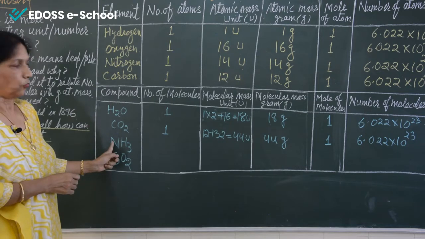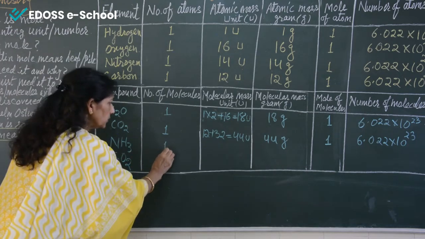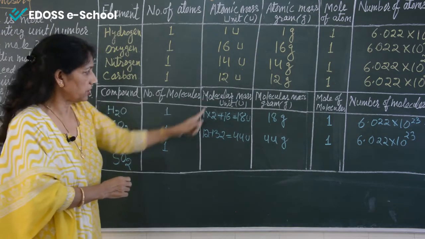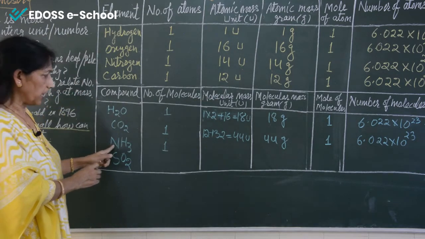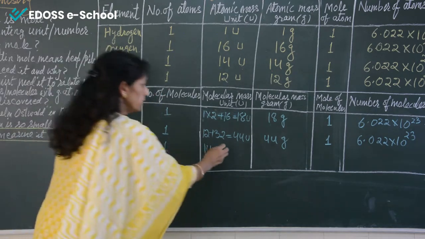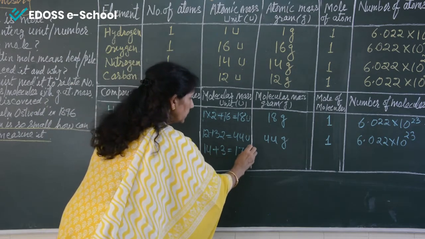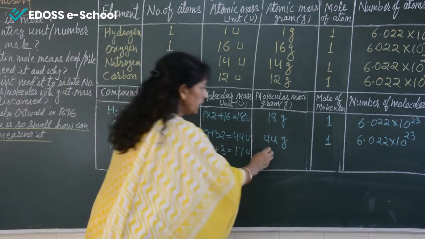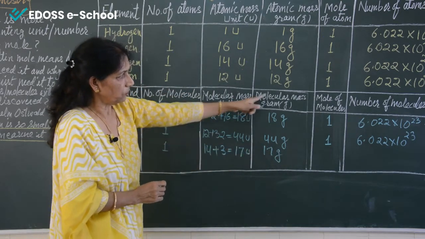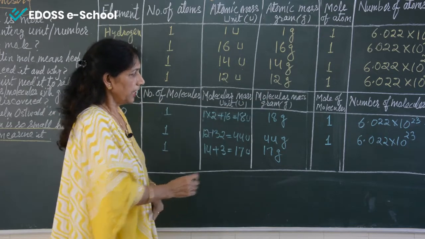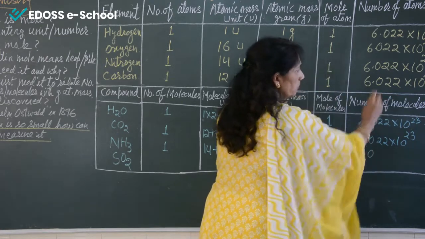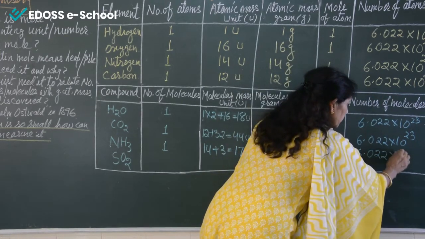Now if I am taking ammonia, this is also 1 molecule of ammonia, and for its molecular mass, the atomic mass of nitrogen is 14 and hydrogen is 3. So this is equal to 17 unit, and in the same way it will be 17 gram, the gram molecular mass. And the mole is 1 and the number of molecules in 1 mole will be the same, 6.022 into 10 raised to power 23.